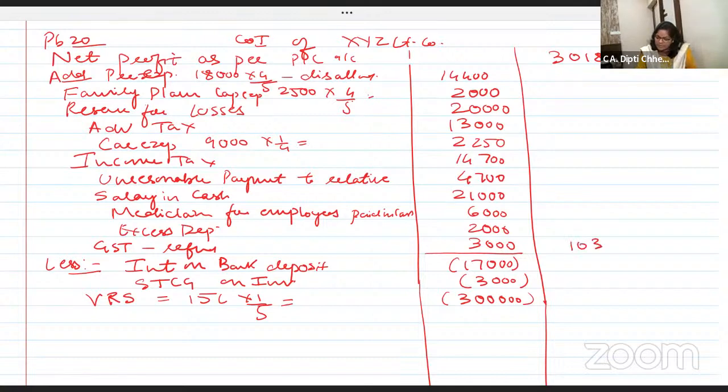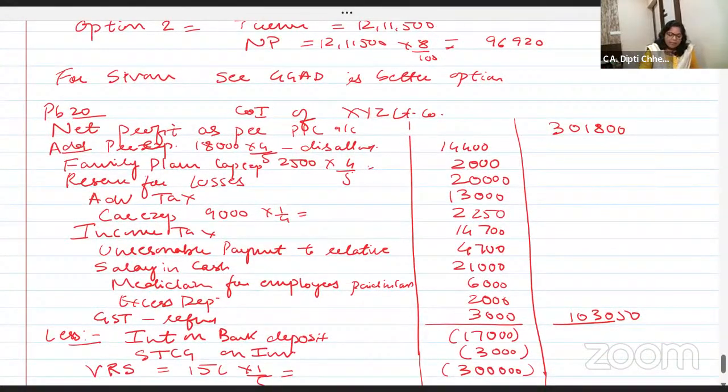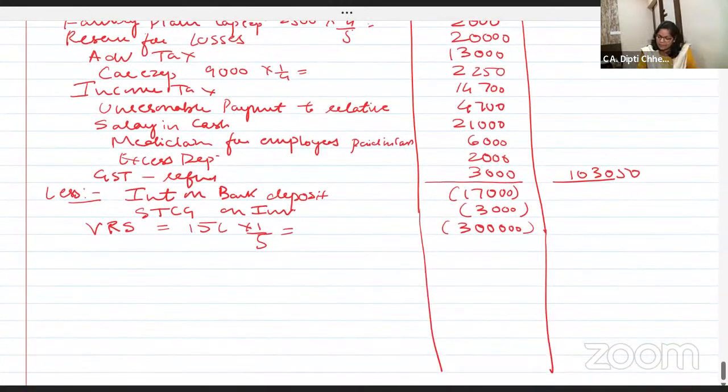Add total is 103050 plus net profit, and I'm putting it in memory. 404850 और लेस का टोटल है, ओरली कर सकते हैं, 3,20,000.